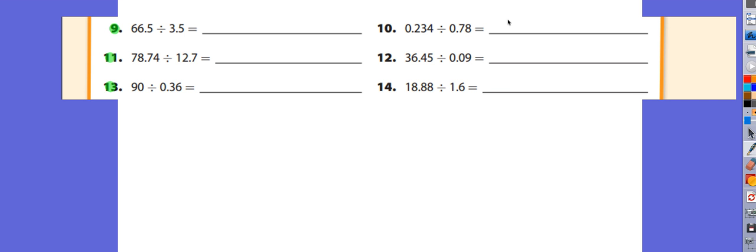So number 13, I'll highlight this problem, is 90 divided by 0 and 3600ths. Okay, so number 13 looks a little different because we have a whole number and a decimal. And some kids might say, oh, we've done these before. But if you think very carefully, we've actually divided decimals by whole numbers. This one is a whole number divided by a decimal.